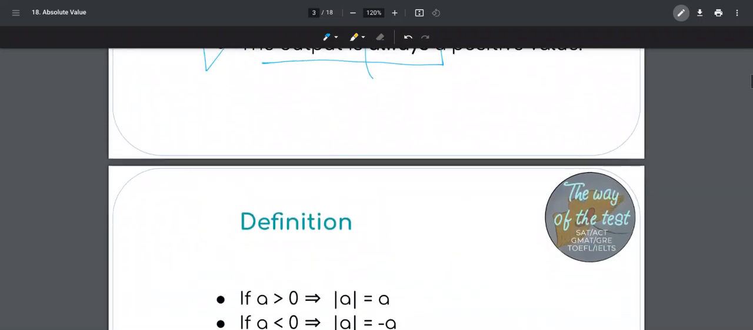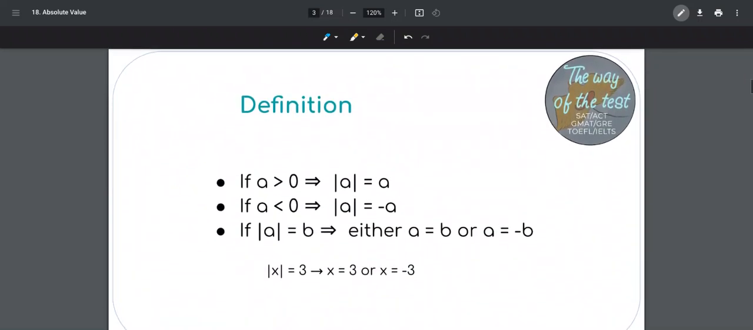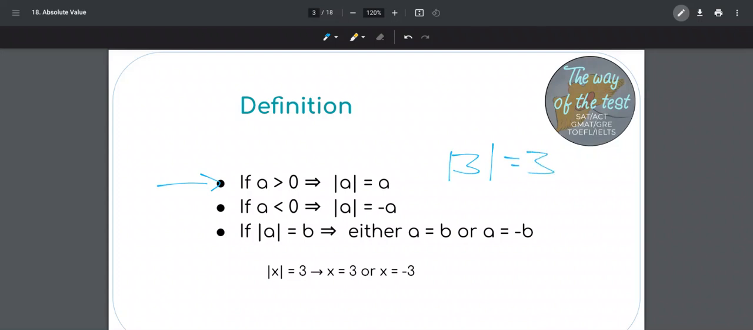Okay, so what is the definition of an absolute value? Well, as I said, the absolute value is a function that always gives a positive result as an output, which means if I input a positive number, a is greater than 0, then the absolute value of a is going to be a. If I input a positive number, absolute value of 3, the answer is just going to be the exact same number.